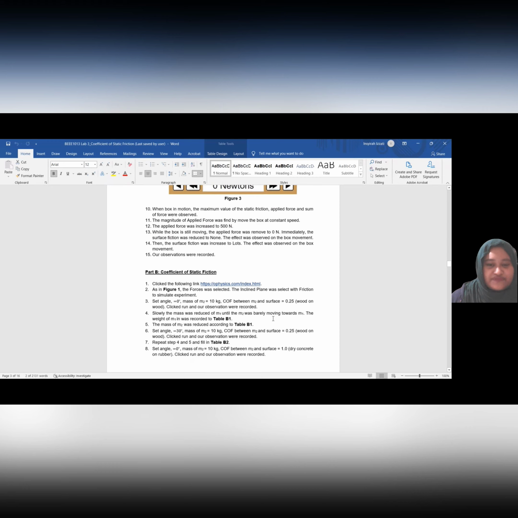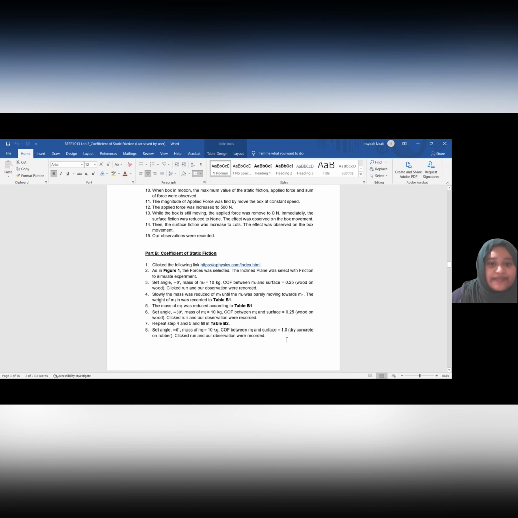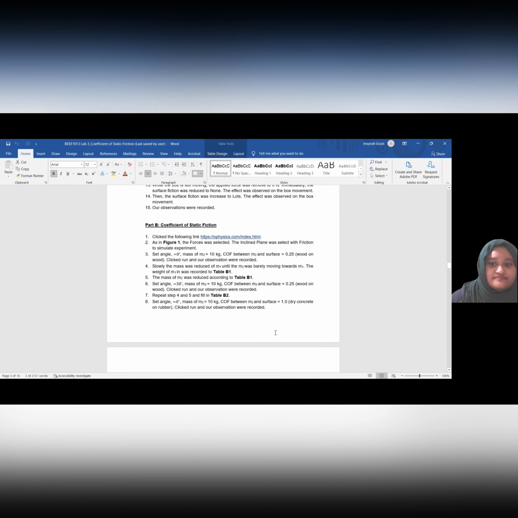Part B, coefficient of static friction. Set angle 0 degree, mass of M2 10 kg, COF between M2 and surface 0.25, wood. Click run and the observations were recorded for table B1. For table B2, the angle was set to 30 degrees, mass of M2 10 kg, COF between M2 and surface 0.25, wood. Click run and our observations were recorded.